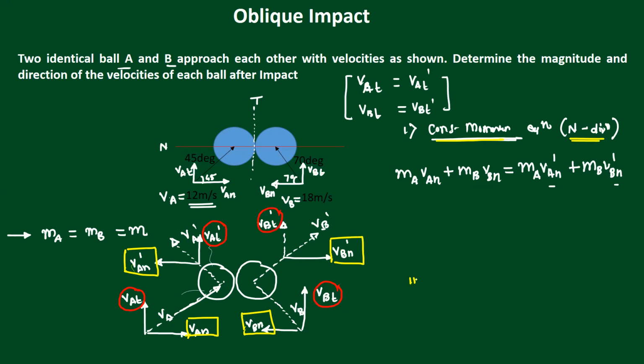The second step is we have to use the coefficient of restitution. E is equal to VBN dash minus VAN dash divided by VAN minus VBN. This is the difference in velocities after impact, and this is the difference in the velocities before impact.